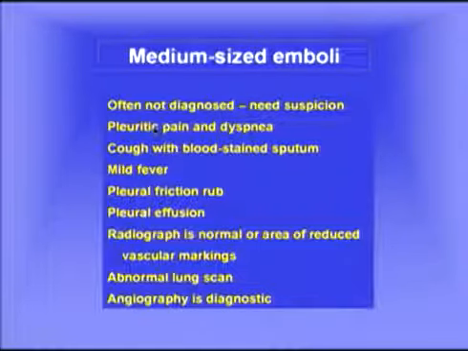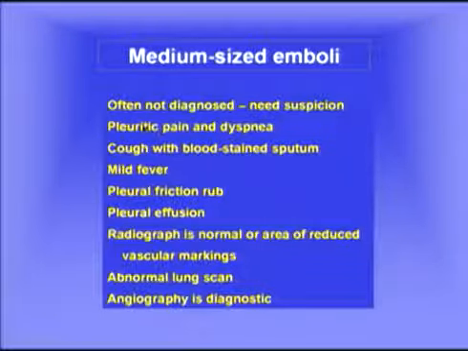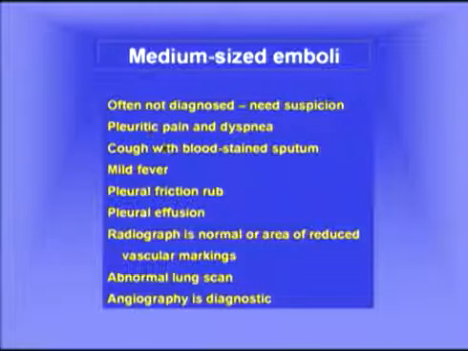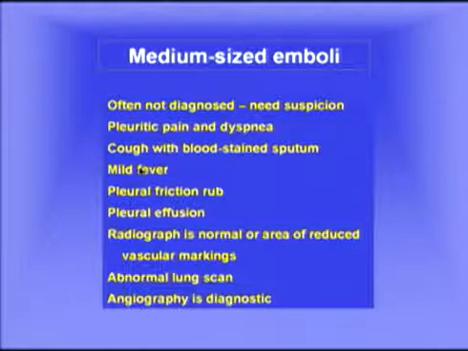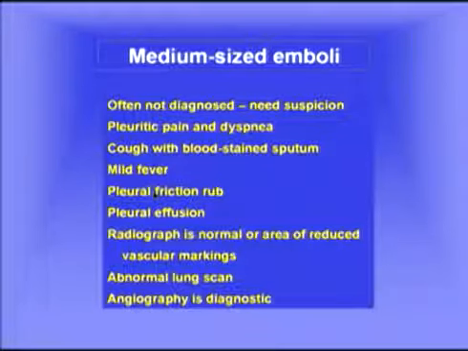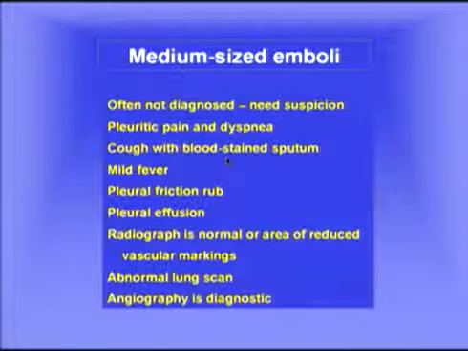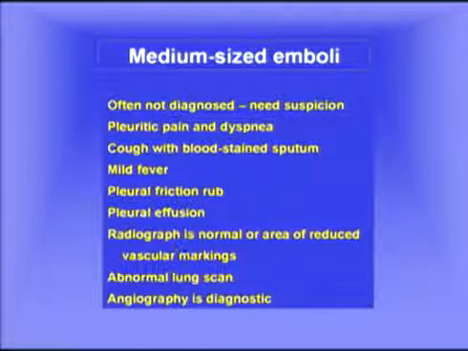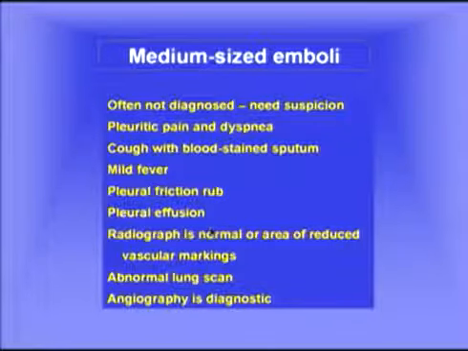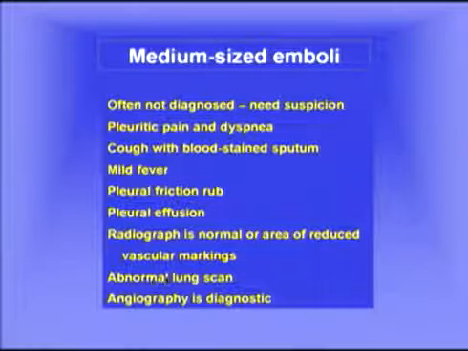Occasionally the patient will have pleuritic pain and dyspnea. Well, the pleuritic pain is obviously going to give a suggestion that they may have an embolus. There may be a cough with blood-stained sputum. Sometimes there's a mild increase in temperature. Occasionally there's a pleural friction rub that you can hear by auscultation, but if the patient develops a pleural effusion, this will go away. The radiograph is often normal, but occasionally you can see an area of reduced vascular markings. Now, it's got to be a very good chest x-ray to show that, but sometimes that can be seen. And the key thing is an abnormal lung scan.